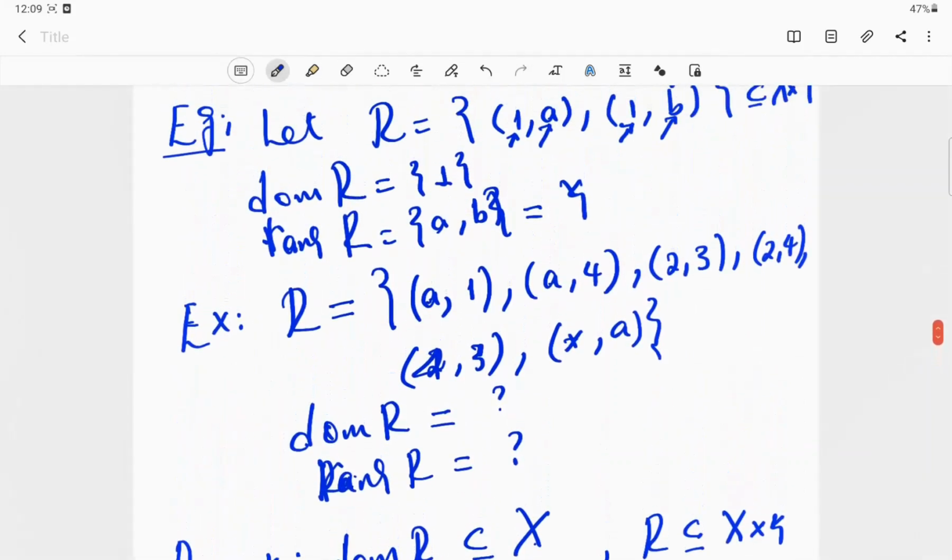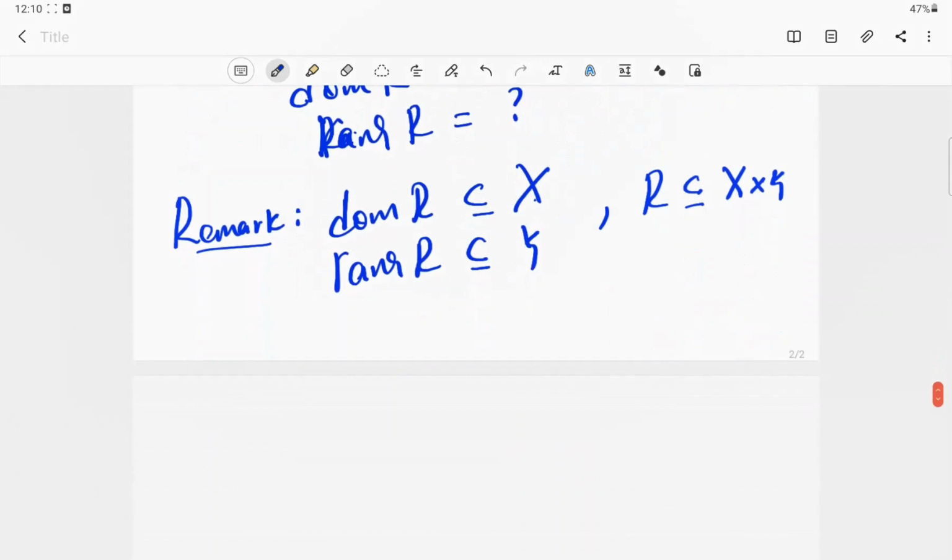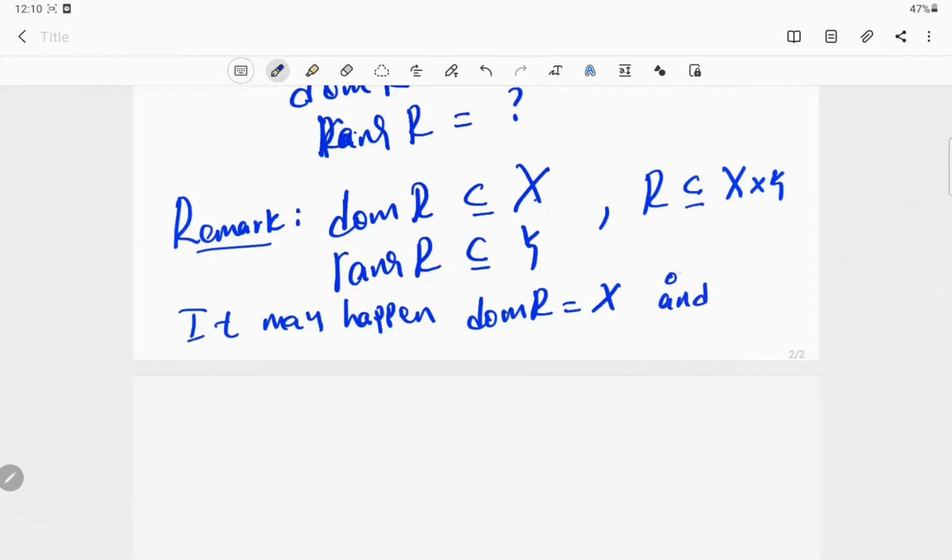Like here, as you see in the example, the range of R is equal to Y. So there may also be a case that the domain of a relation is also equal to X. So it may happen that the domain of R can be equal to X, or the range of R can be equal to Y. It may happen.